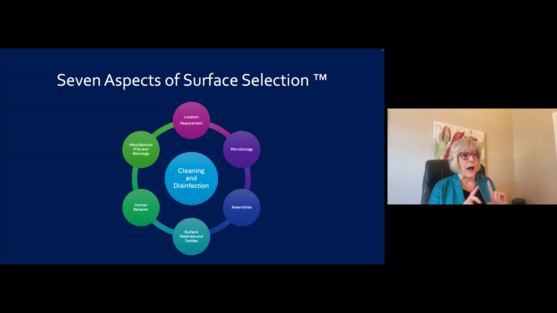Around the center, so the 7 aspects include the clean and disinfection in the middle, but around the outside, location, microbiology, assembly, surface materials and textiles, human behavior, and manufacturer IFUs and warnings are all critical aspects of evaluation to make sure that in the end, you are able to effectively clean and disinfect your product. And we'll go through each one of these strategies.